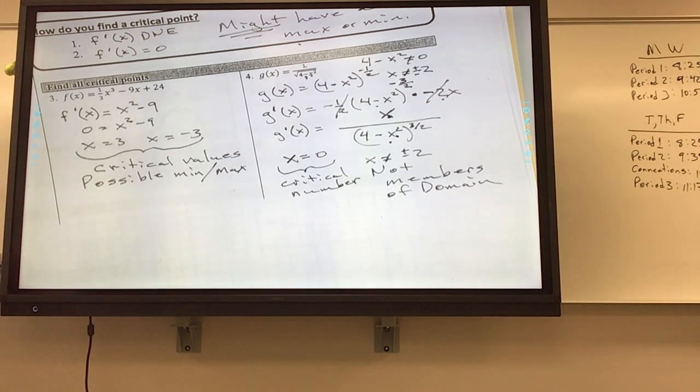It doesn't mean you're guaranteed to be a turning around point, okay? And we're gonna learn a method on how we determine whether they are. Okay, it's slightly confusing now, but okay.